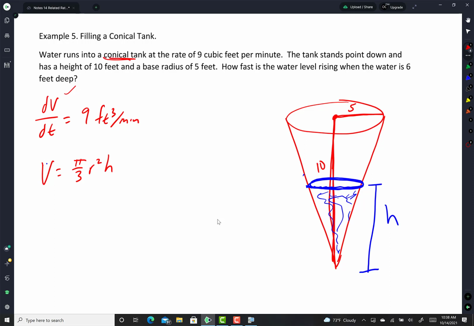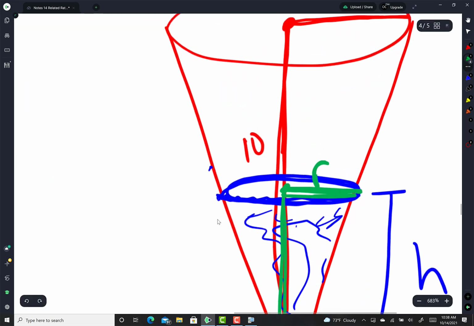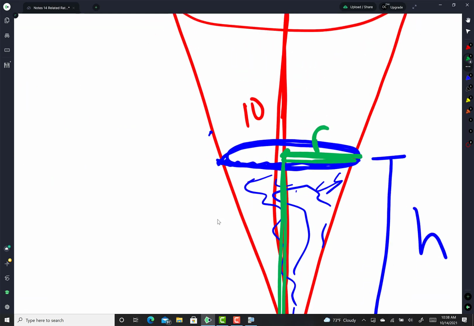So here is my r, in green. Do you guys see that r right there? As this water level increases, that r is getting larger and larger. Yes or no? Yes. Focus, guys, I want to make sure you're good on this. As the water goes up on this tank, that r is getting larger and larger. So we need to figure out a relationship first.